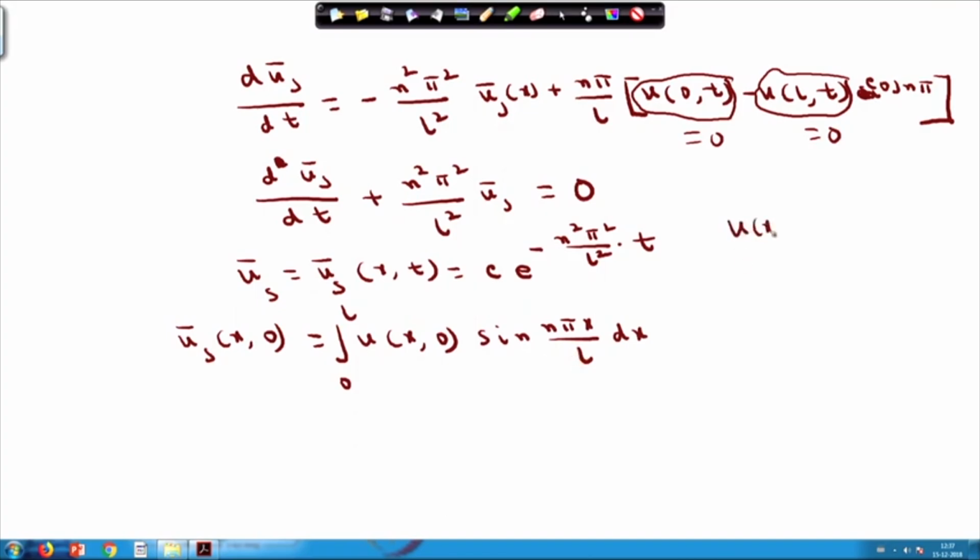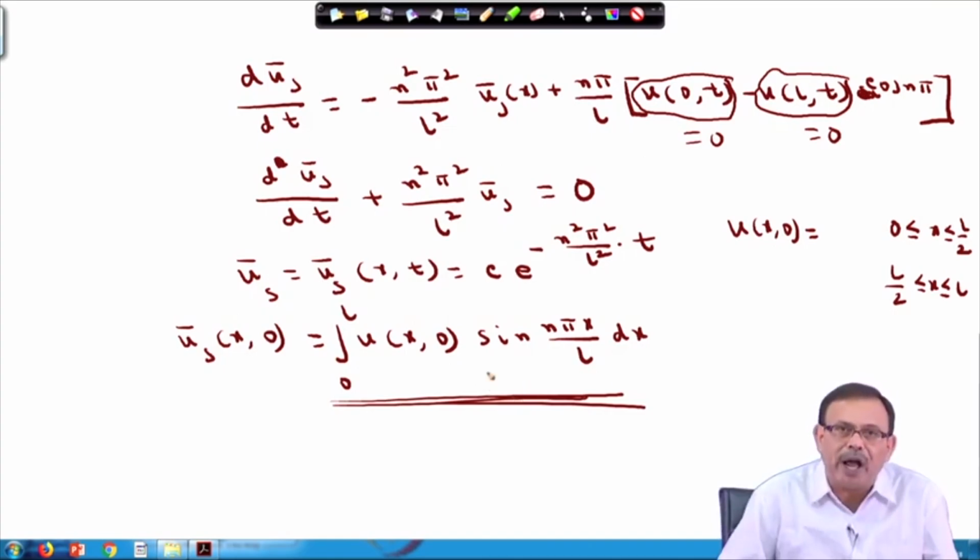Now, if you remember, u x 0 has been given as two functions, one for x lying between 0 to L by 2, another one for L by 2 to L. Two different functions are provided over here. First one I think is 2 u 0 into x by L, second one is 2 u 0 into 1 minus x by L. So, this integration now I can break into two parts, 0 to L by 2 plus L by 2 to L, where the value of u x 0 will be changing to 2 u naught into x by L and 2 u naught into 1 minus x by L.